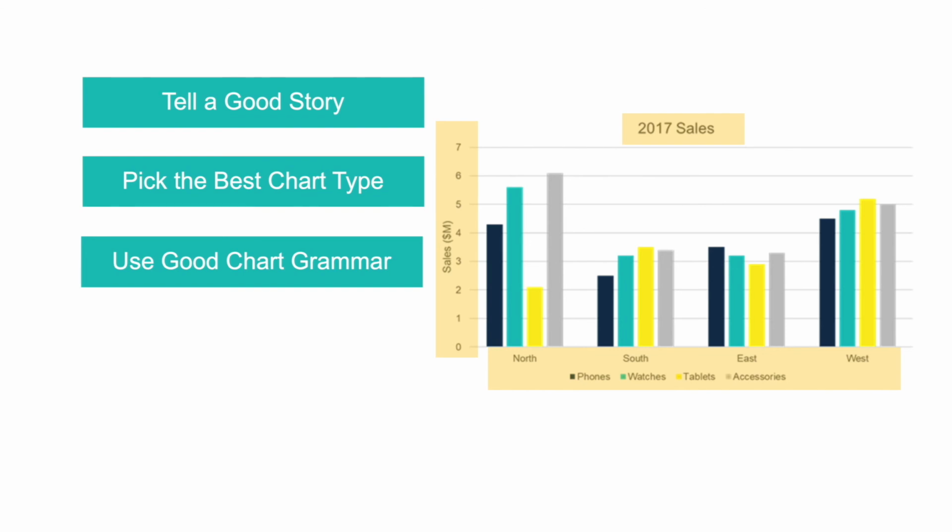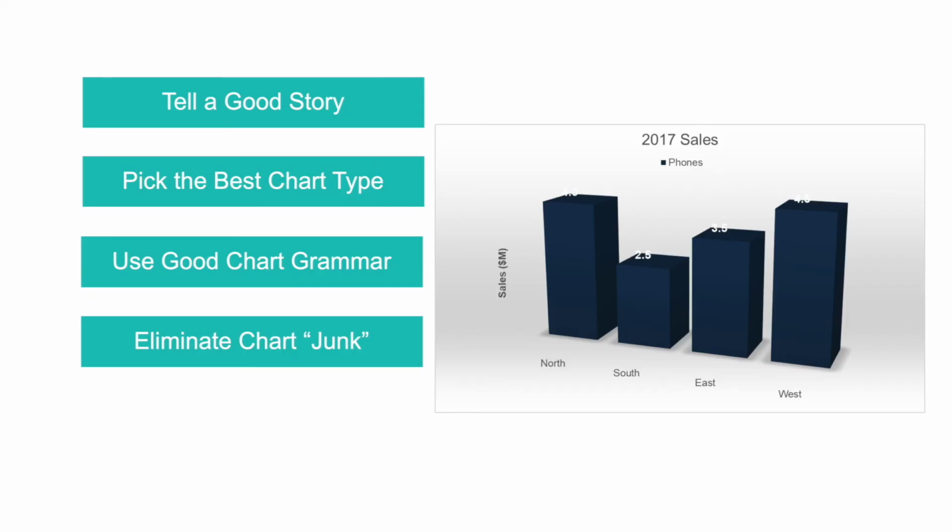These include things like titles, axes, legends, and just overall communicating the right information. We also want to make sure that we're not distracting our users with what we call chart junk. What is chart junk? Well, chart junk is just extra stuff that doesn't help us tell the story. This includes things like using 3D elements in our graphs when we only have two-dimensional data.